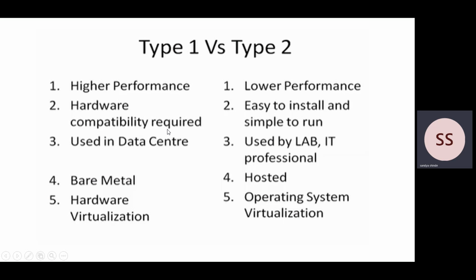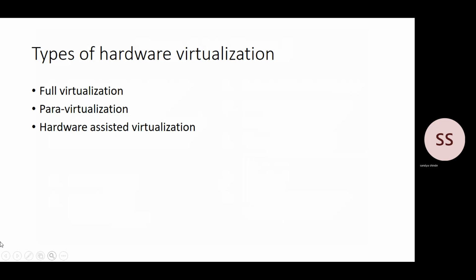Hardware compatibility is required here. Type 2 is easy to install and simple to run. Type 1 is used in data centers, while type 2 is used by labs or IT professionals like us. Type 1 is also known as bare metal. Type 2 is hosted, and it is hardware virtualization here, and operating system virtualization we can say. So this is a comparison between type 1 and type 2.